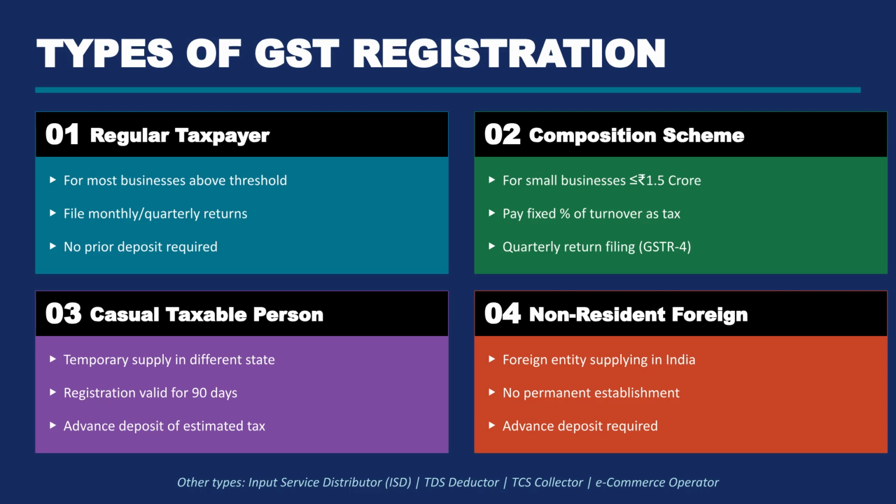There are different types of GST registration. Regular taxpayers are for most businesses above the threshold, filing monthly returns. The composition scheme is for small businesses, allowing them to pay a fixed percentage of turnover as tax. Other types include casual taxable persons and non-resident foreign entities, each with specific requirements.